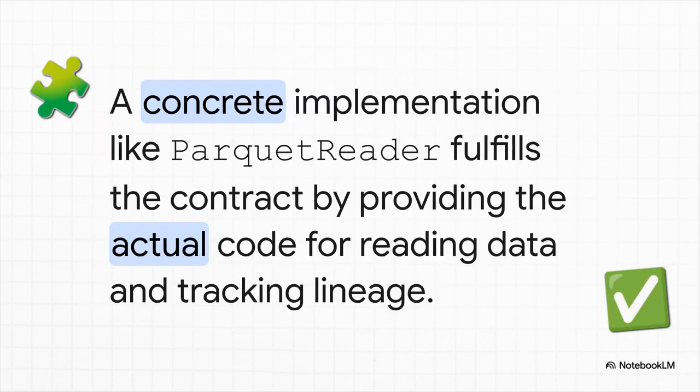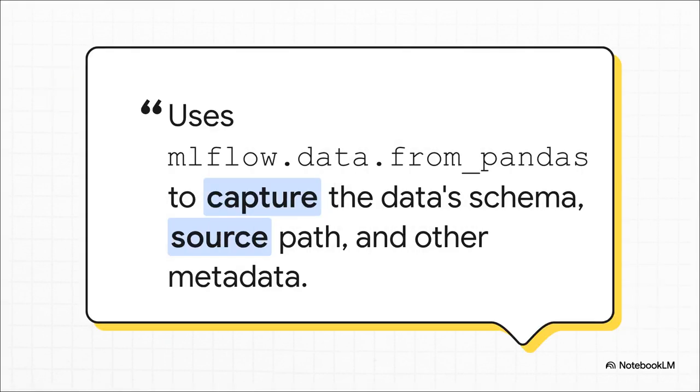So, how does this contract actually get fulfilled? Well, with a concrete class, like this Parquet reader. This class inherits from our abstract reader, and it provides the real code for both reading a Parquet file and, most importantly, for implementing that required lineage method. And this is where the magic really happens.